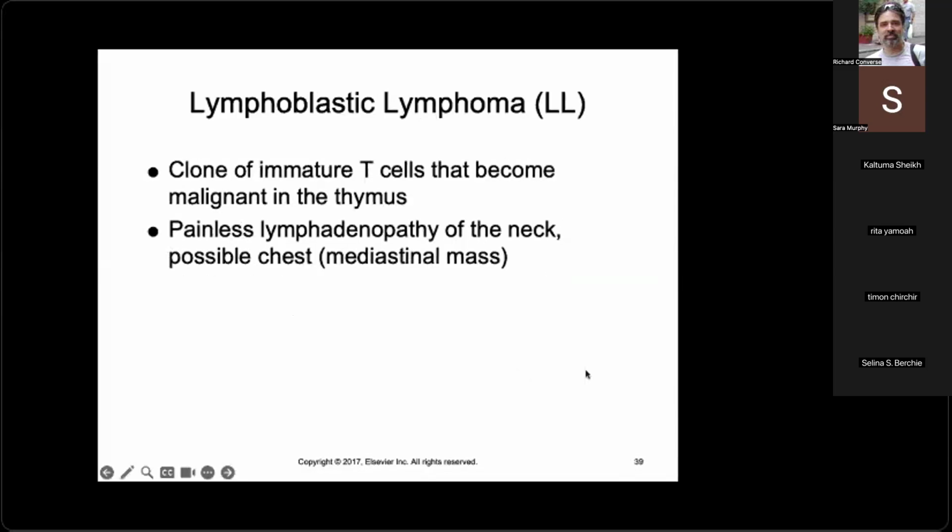Lymphoblastic lymphoma is a clone of immature T cells that become malignant in the thymus, a painless lymphadenopathy of the neck, and possibly in the chest. So we call that a mediastinal mass. Remember, the mediastinum is the cavity between the pleural cavities, which contains the pericardium.